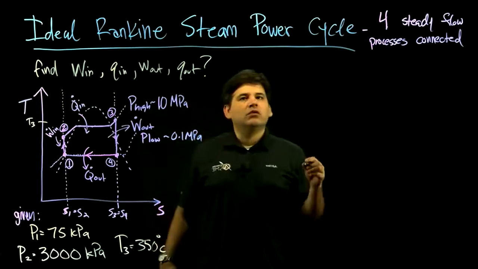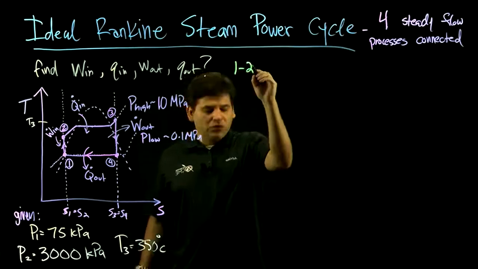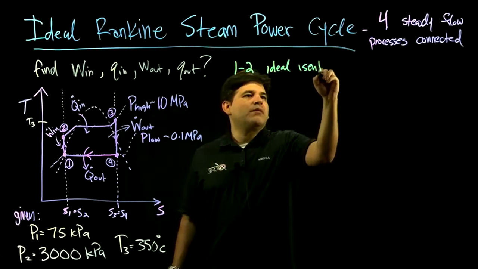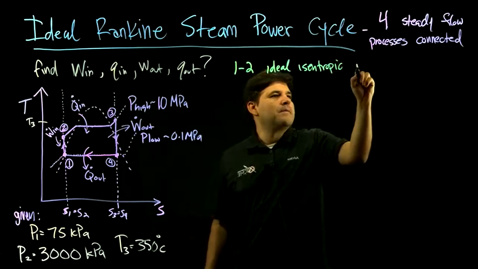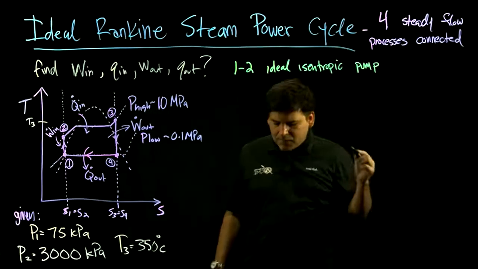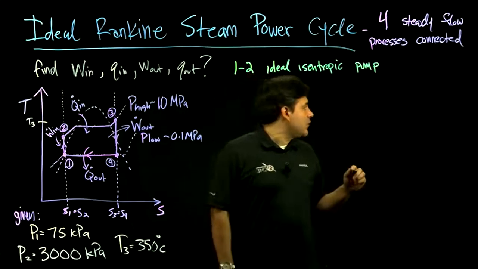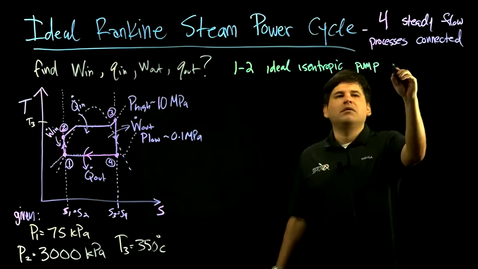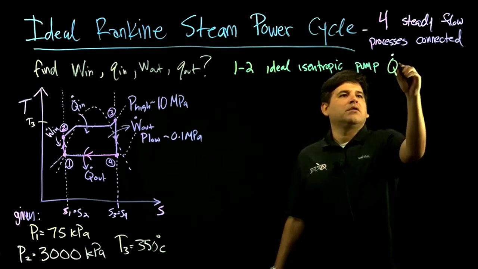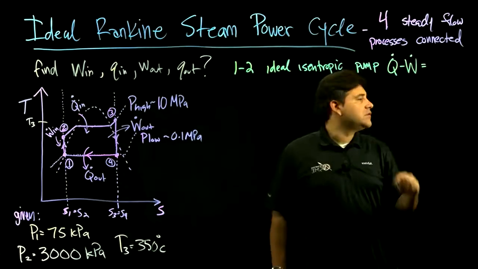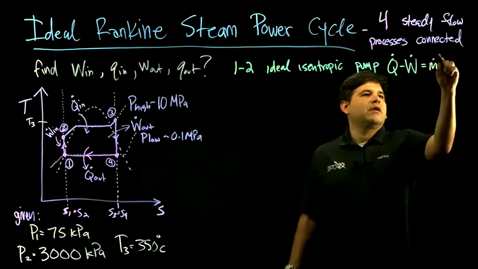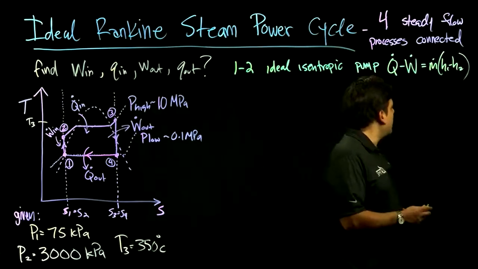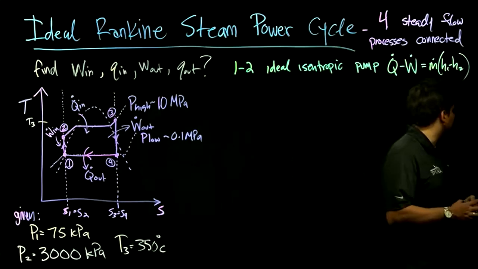process from 1 to 2. So going from 1 to 2, this is an ideal isentropic pump. And if we were to write the first law for this ideal isentropic pump, it would be Q minus W equals the mass flow rate times H1 minus H2. That's the first law for an ideal isentropic pump.